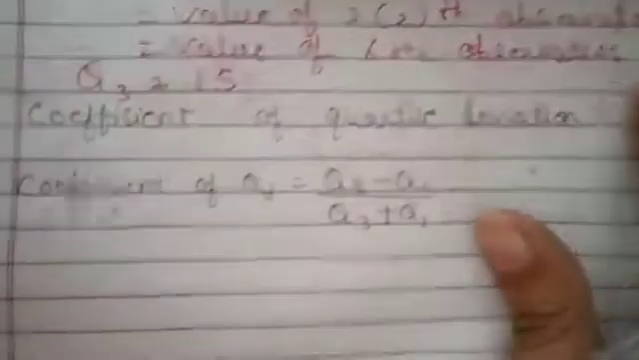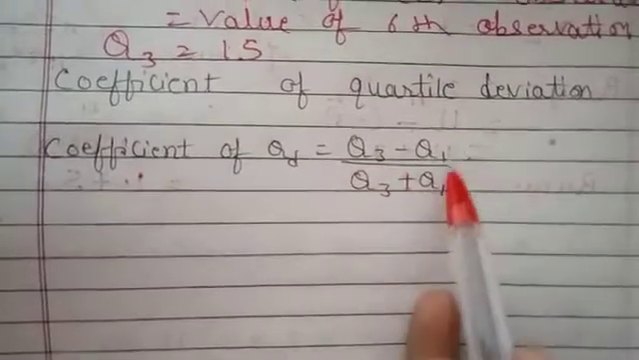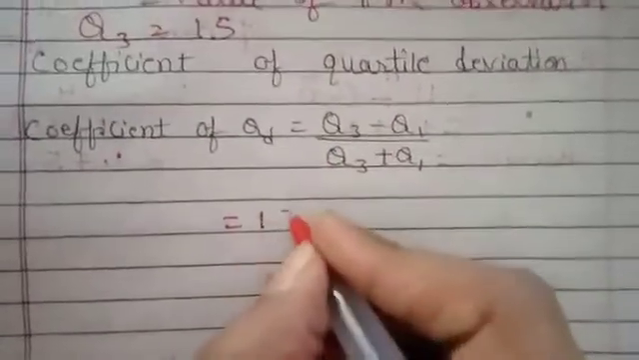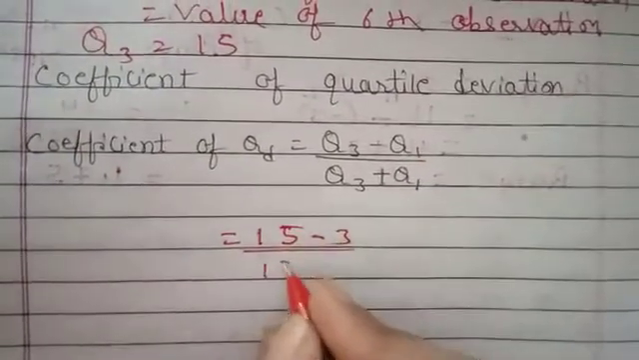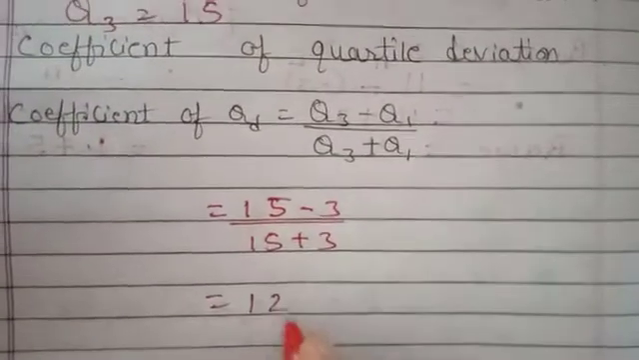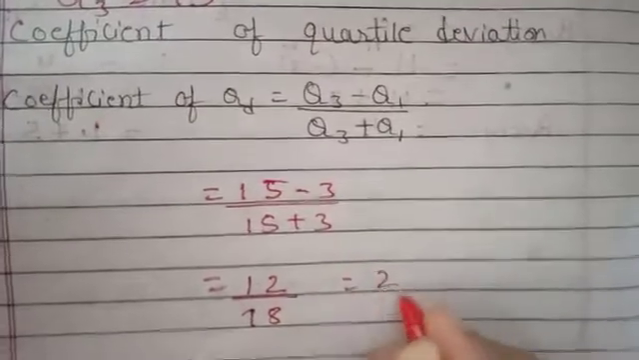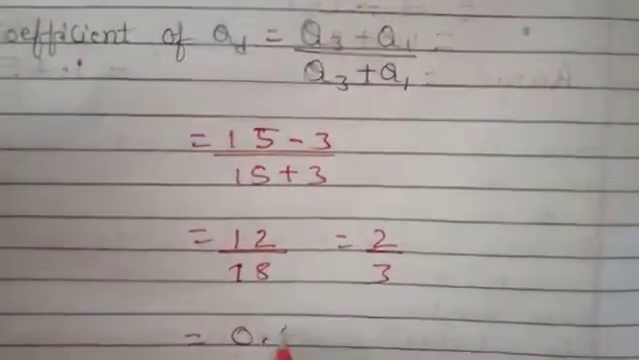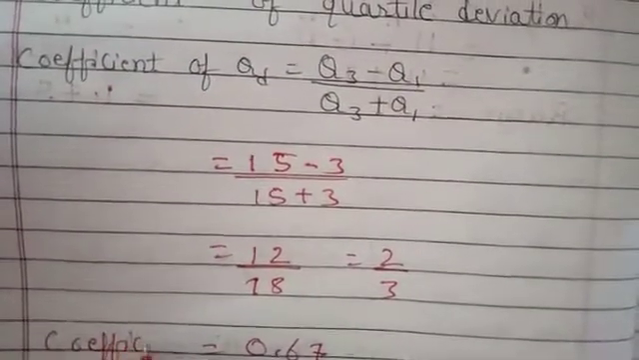Now we'll find out coefficient of quartile deviation. So coefficient of quartile deviation formula is Q3 minus Q1 upon Q3 plus Q1. Value of Q3 is 15 and value of Q1 is 3. So 15 minus 3 and 15 plus 3. So 15 minus 3 is equal to 12 and 15 plus 3 is equal to 18. Now when we divide it, we'll get our answer as 0.67. That is our coefficient of quartile deviation.